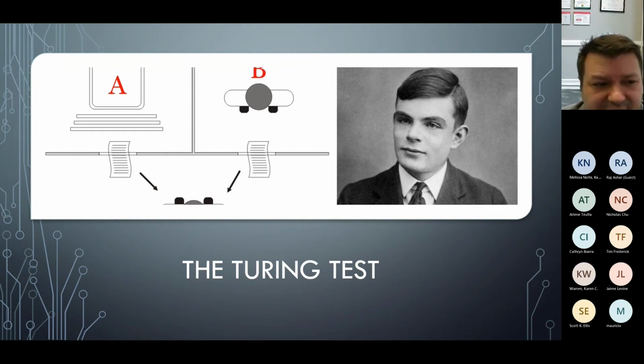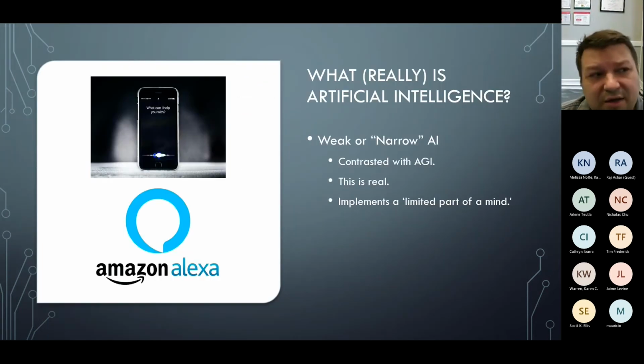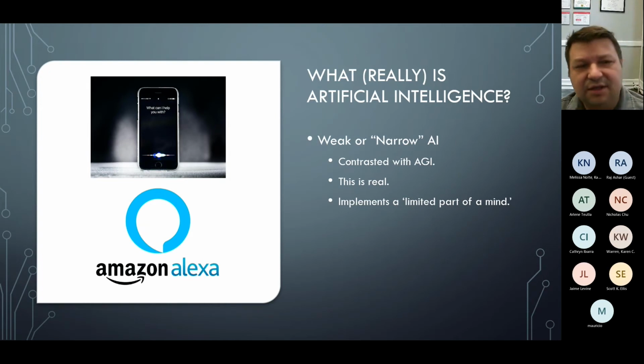General AI is a real field of computer science research, but we're just nowhere near that yet. It's kind of a holy grail for the future of humanity. Then we have weak or narrow AI. This is your Siri, your Cortana, your Google Assistant, Alexa. These implement a limited part of a mind, although to say that they do that is very generous.